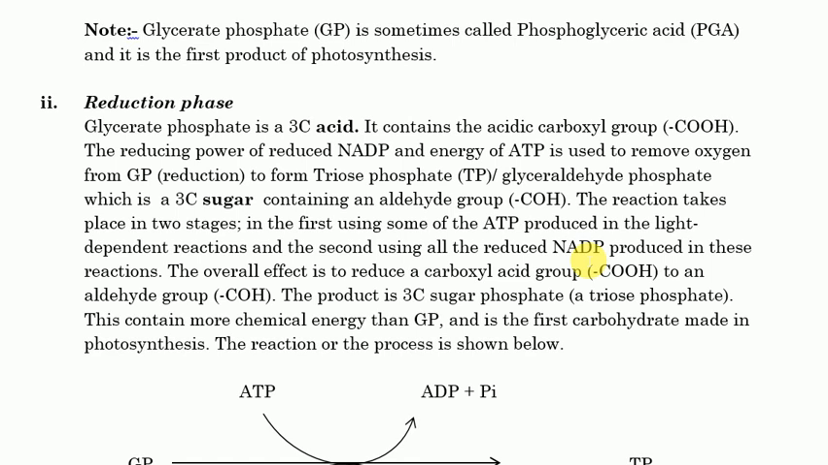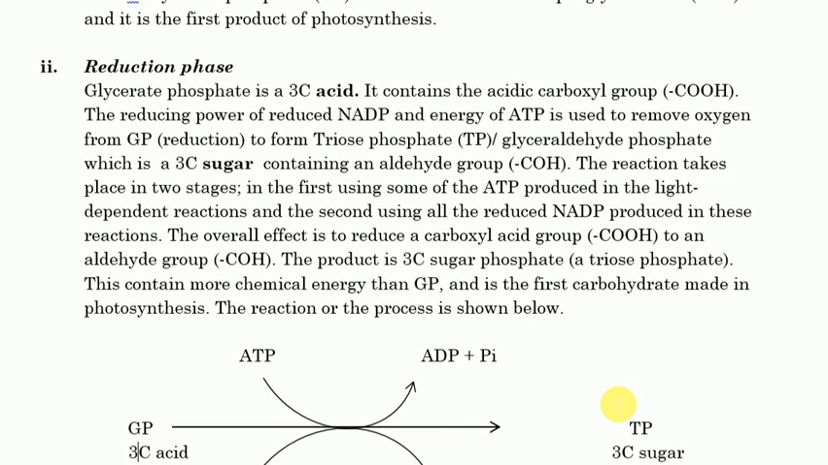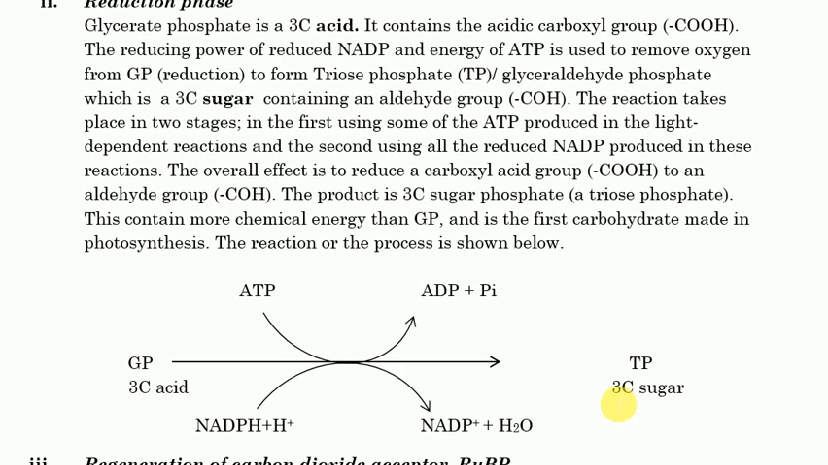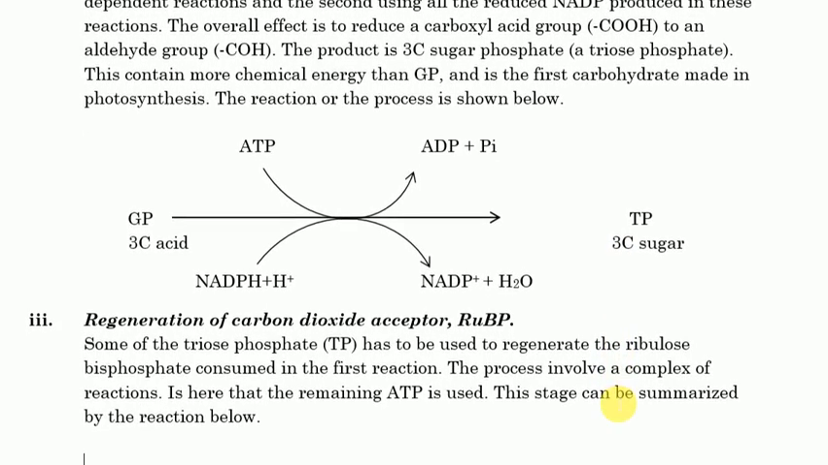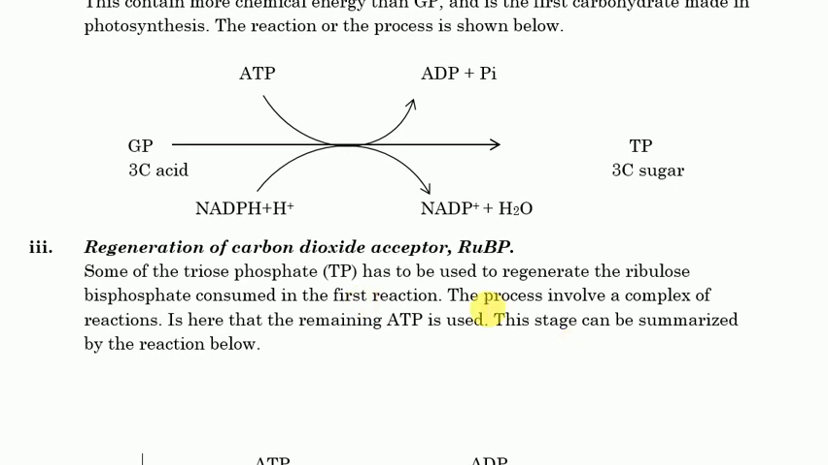So if you ask about the uses of ATP in the reactions of photosynthesis, the first use of ATP is the reduction phase of the Calvin cycle. It is used to reduce glycerate phosphate into triose phosphate. And if you ask about the uses of reduced NADP, its reducing power is used to reduce the glycerate phosphate into triose phosphate. But this is our reaction.